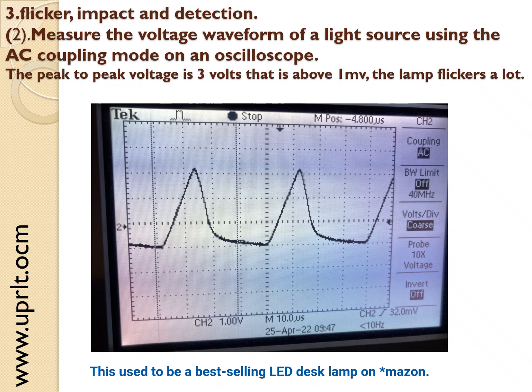2. Measure the voltage waveform of a light source using the AC coupling mode on an oscilloscope. The peak-to-peak voltage is 3 volts. That is above 1 millivolt. The lamp flickers a lot. This used to be a best-selling LED desk lamp online.